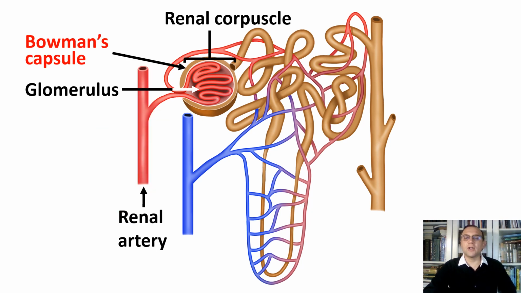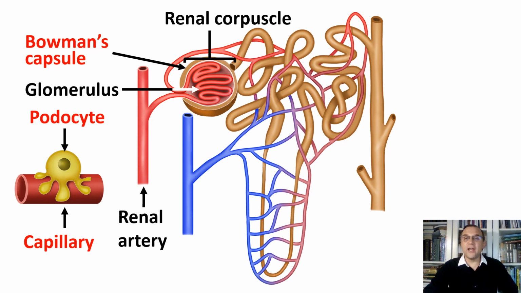Another part of the renal corpuscle is a Bowman's capsule, a cup-shaped structure that surrounds the glomerulus and collects the filtrate from the blood. The inner layer of Bowman's capsule is composed of specialized cells called podocytes, which help regulate the filtration process. The filtrate leaving the Bowman's capsule is very similar to blood plasma.